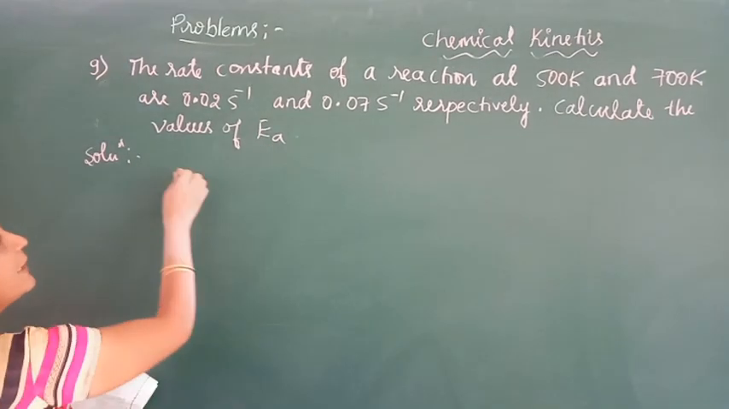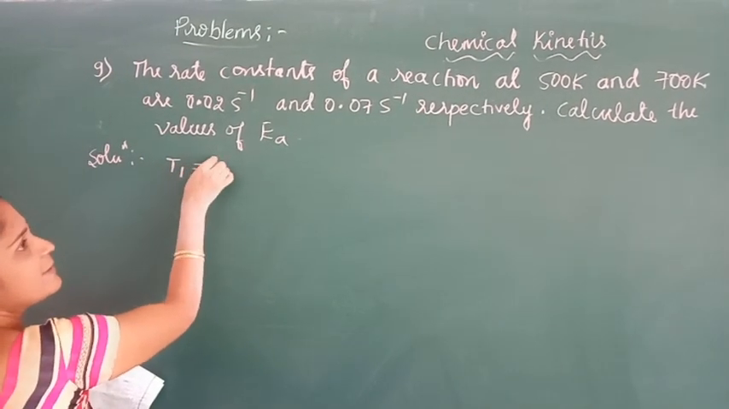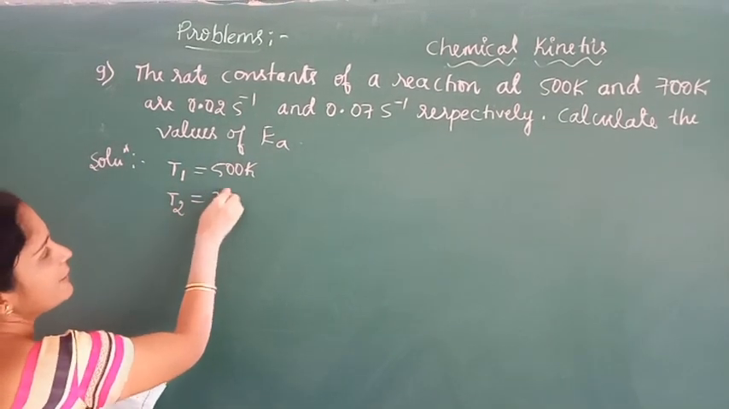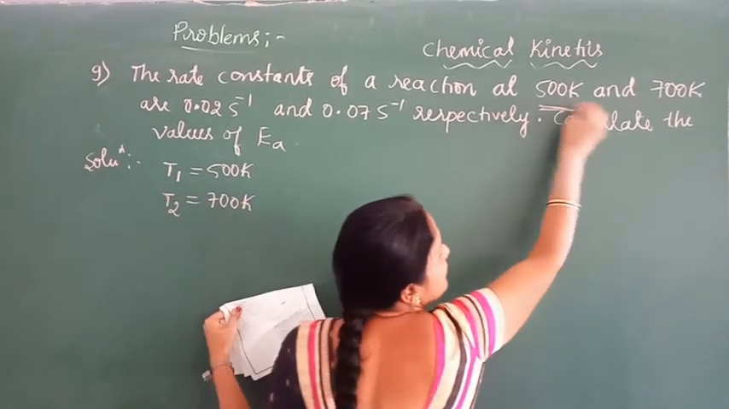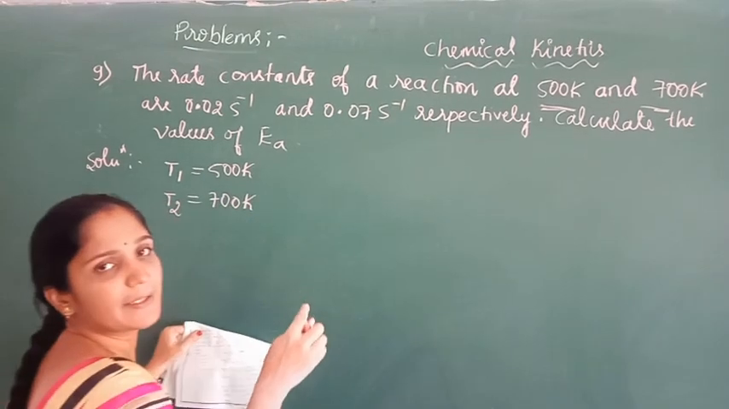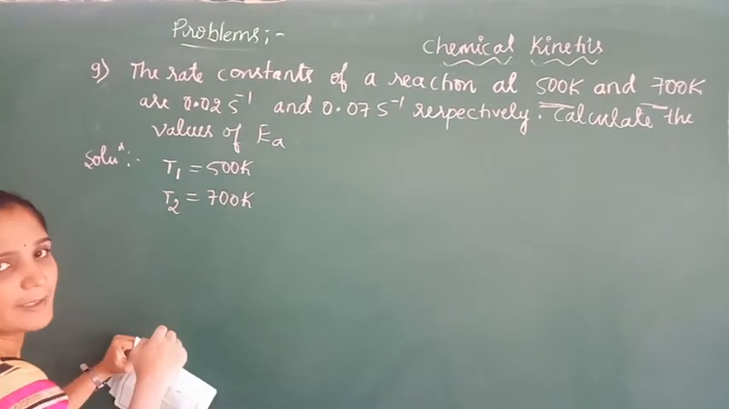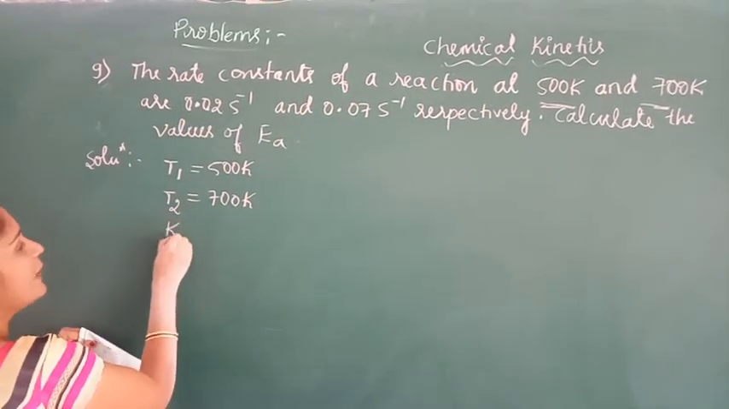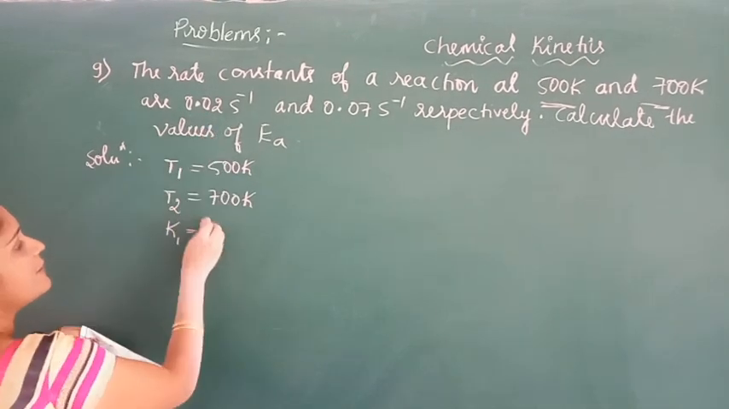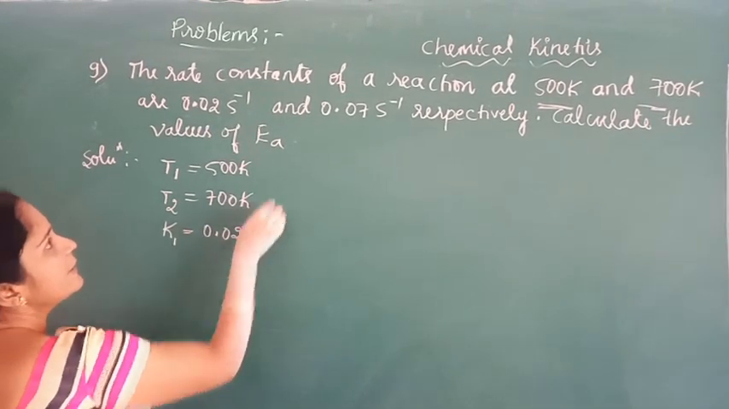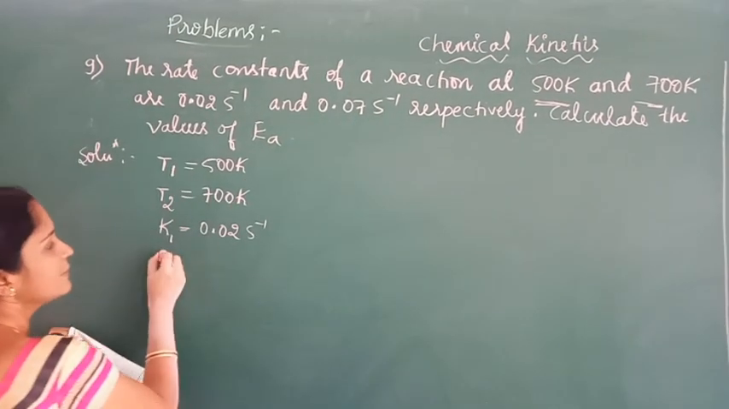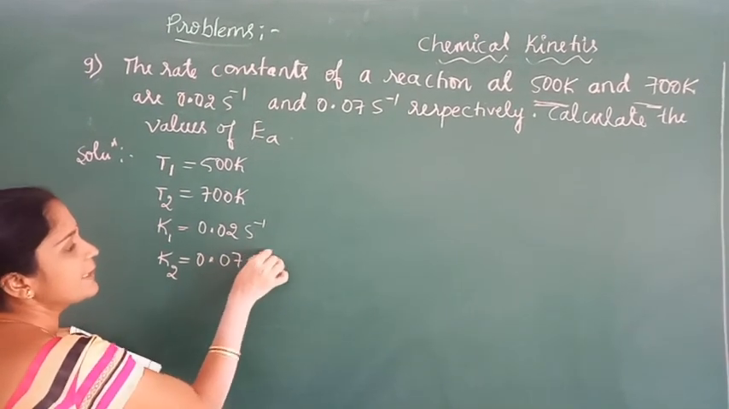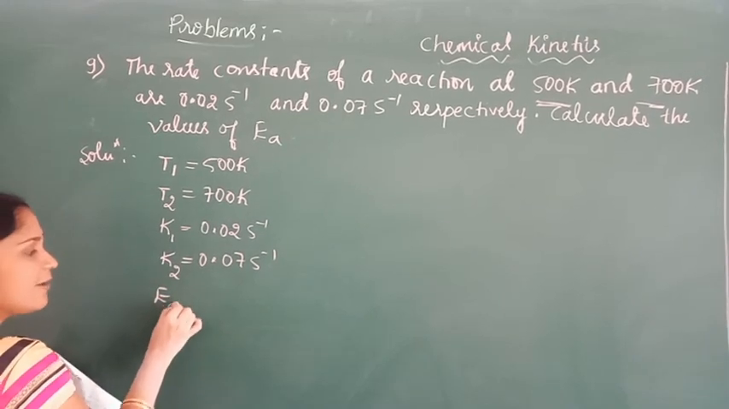So here 500 Kelvin is the temperature, that is T1 equals 500 Kelvin, and T2 is 700 Kelvin. At 500 Kelvin the rate constant K1 is 0.02 per second, and at 700 Kelvin the rate constant K2 is 0.07 per second. Here we have to calculate the energy of activation.